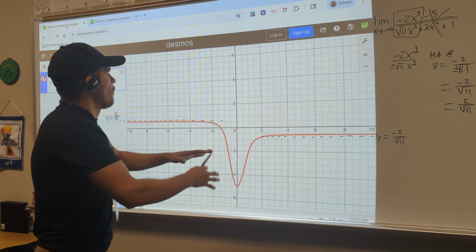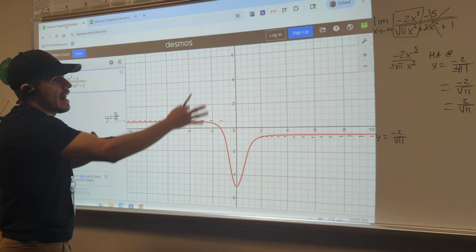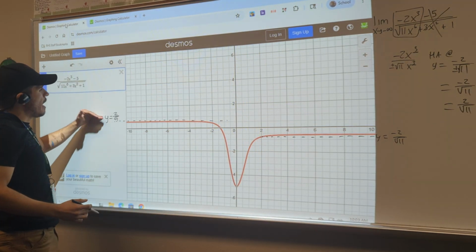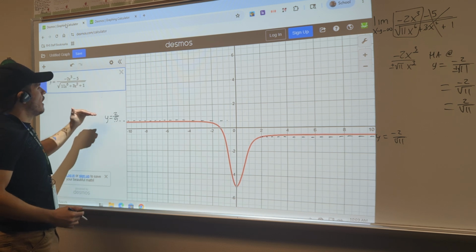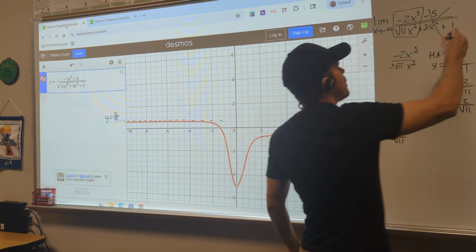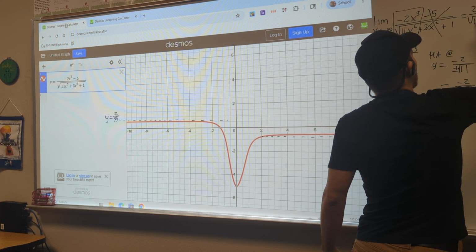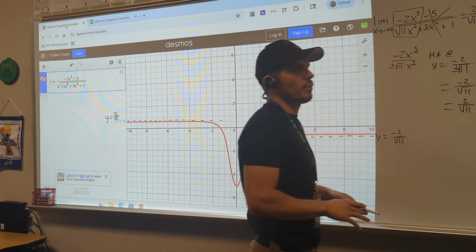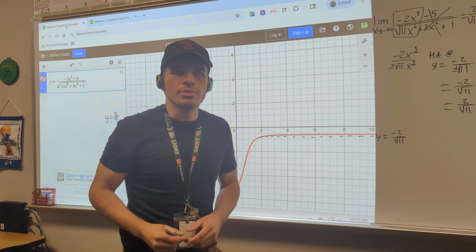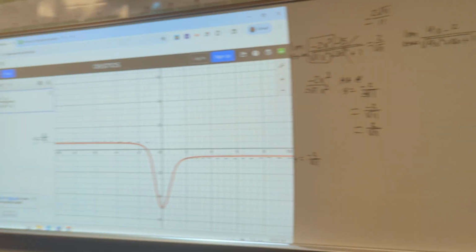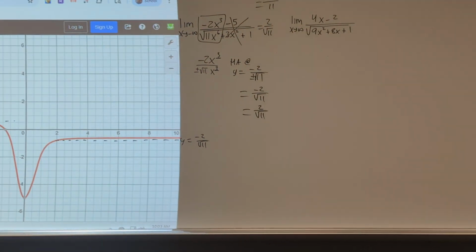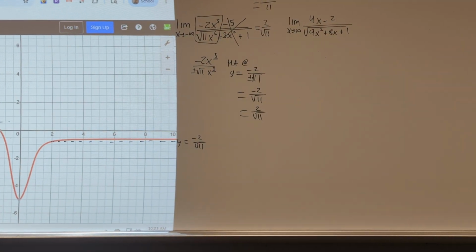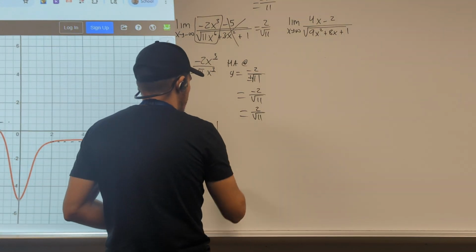Okay, so since I have the graph, now that I know where the asymptotes are, now I can 100% be like, okay, I am going towards 2 over root 11, or if you really want to rationalize that, 2 root 11 over 11. Okay, so I guess your question should be at this point. Let's go back to here. What if I don't have a way of graphing this? How could I tell which one to do? Okay, so here's my advice. Okay, so I'll put this down here.